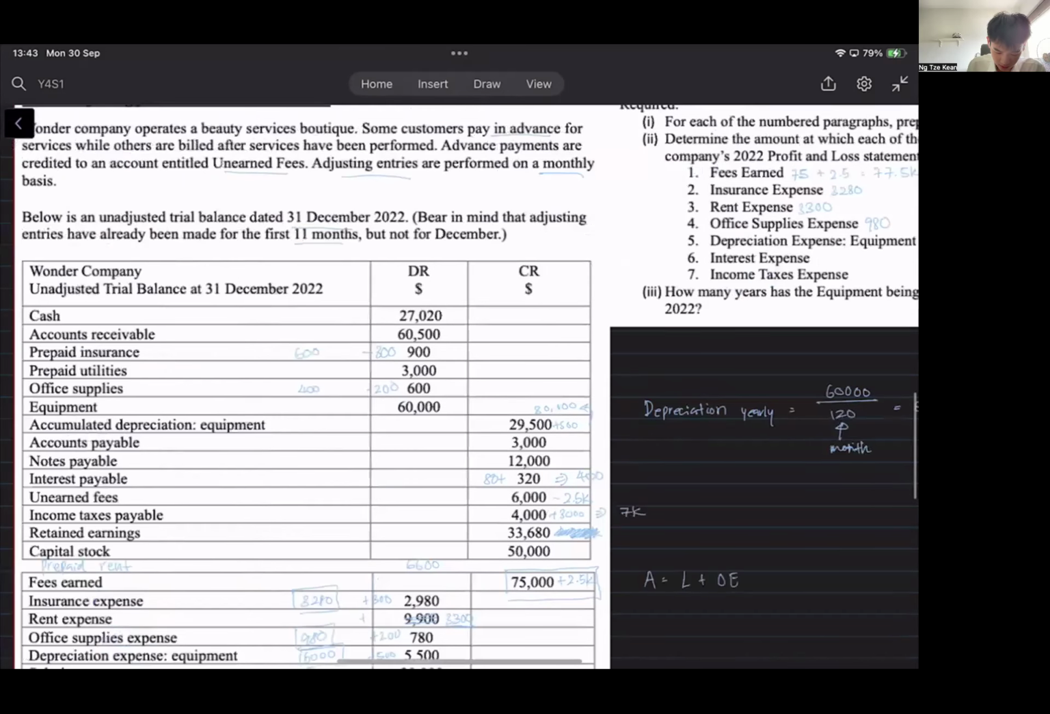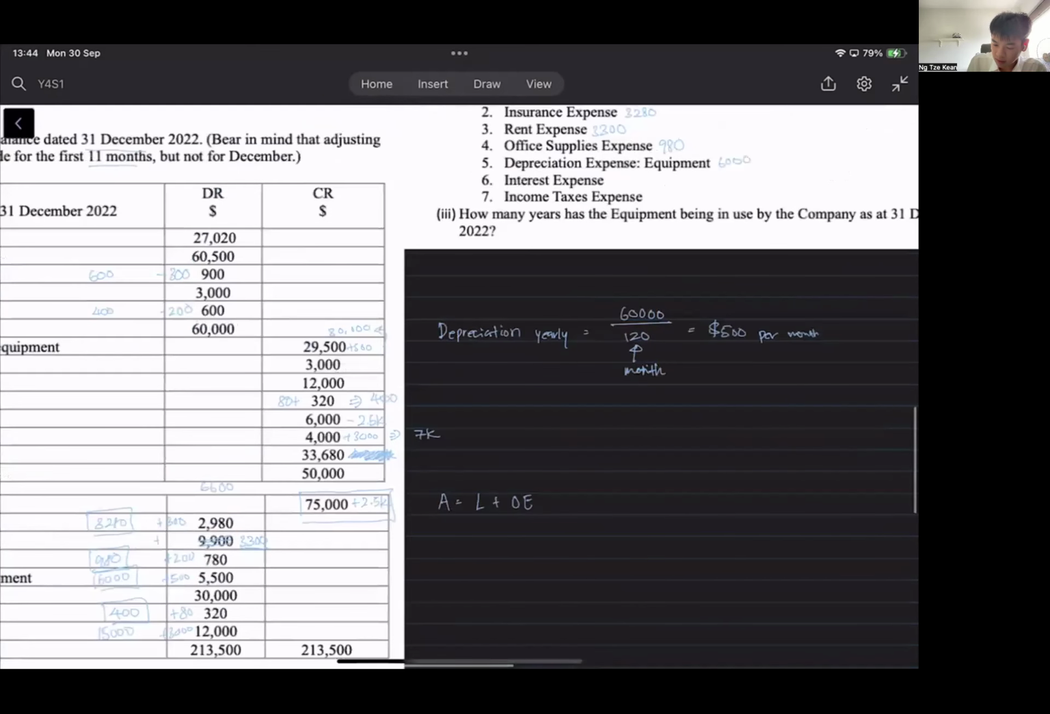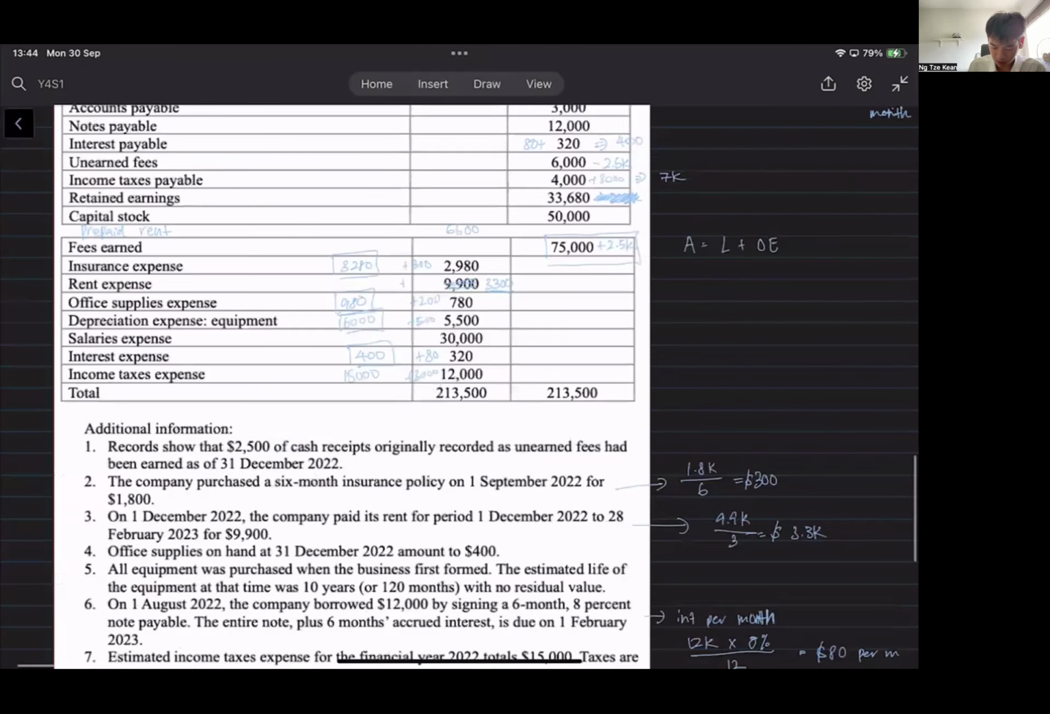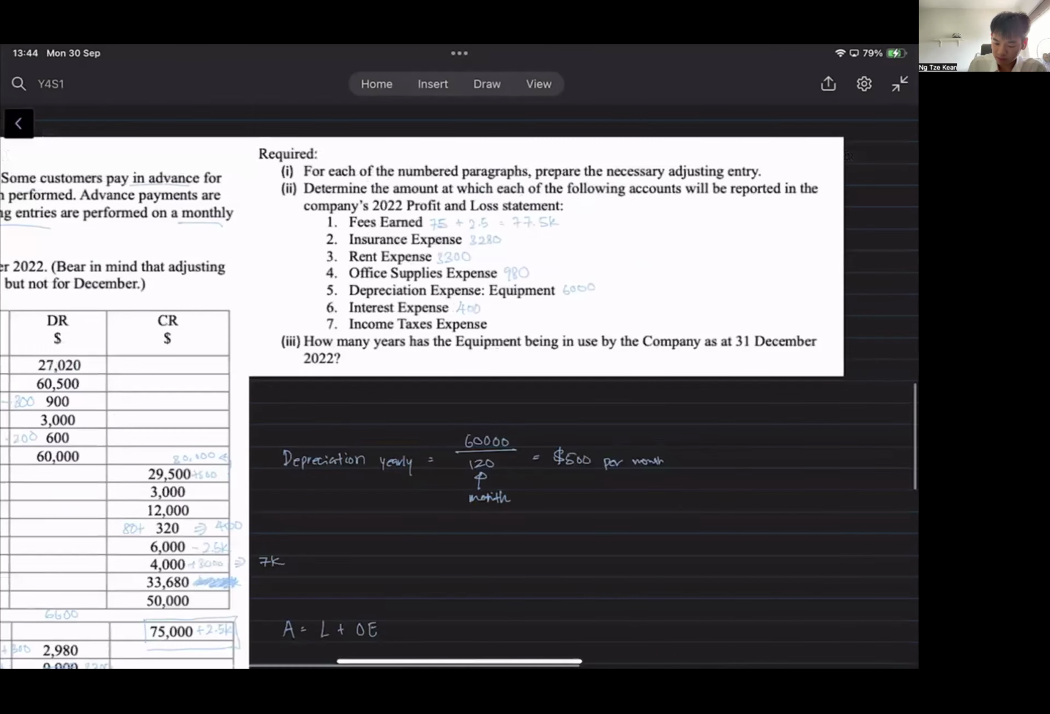Interest expense. So here we added the 80, so we get 400. Income tax expense, we know that that will be 15,000 because in fact we were given here the expense total of 15,000.